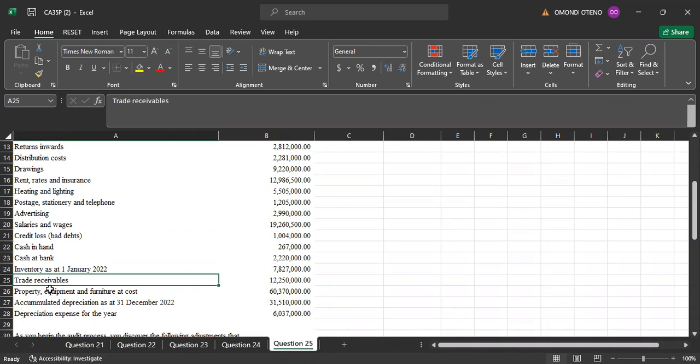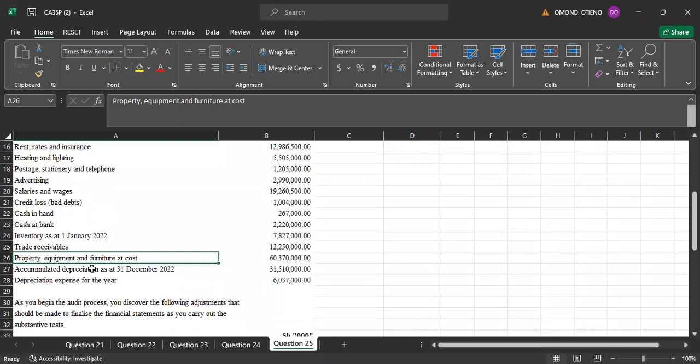Property, plant, and equipment, we have to consider, is it at cost? Yes, we've been given that it is at cost. So we have to bring in the depreciation or the accumulated depreciation up to the end of the year for us to be able to get the net book value. So how do we get the net book value? It will be the cost less accumulated depreciation.